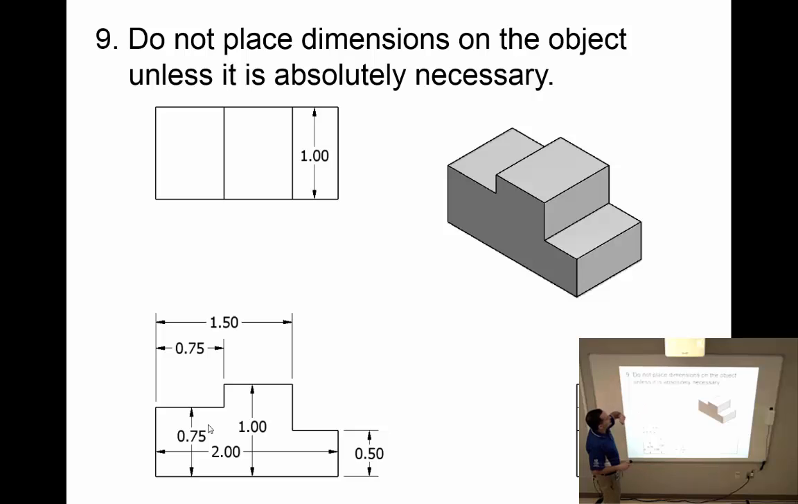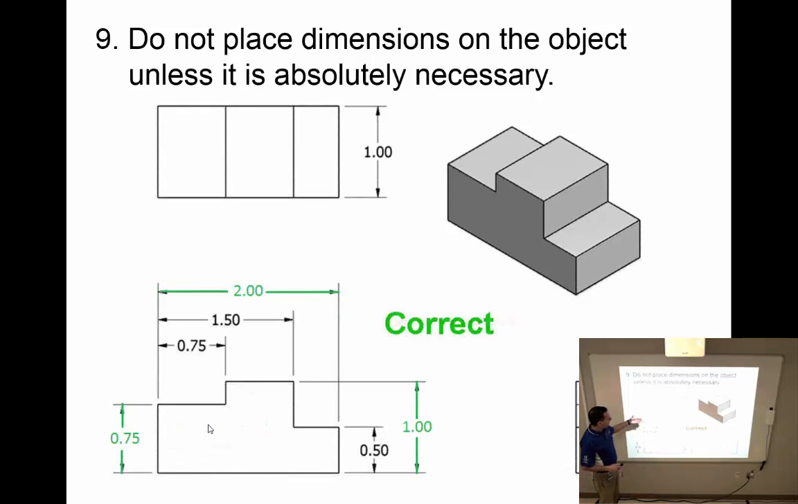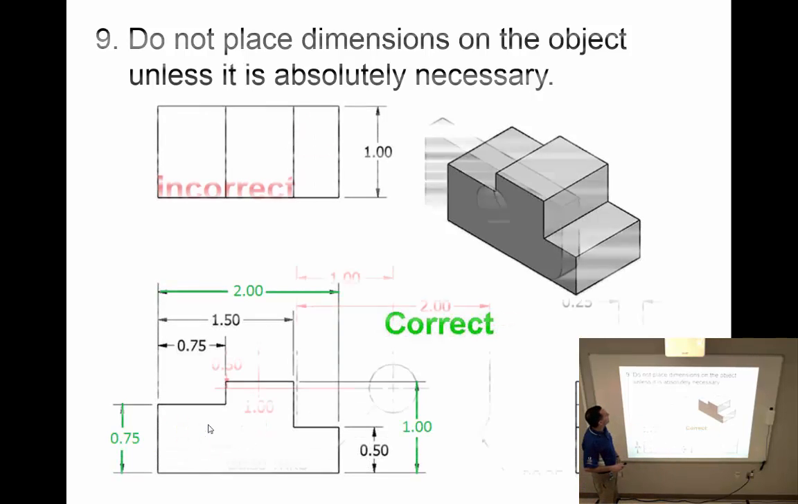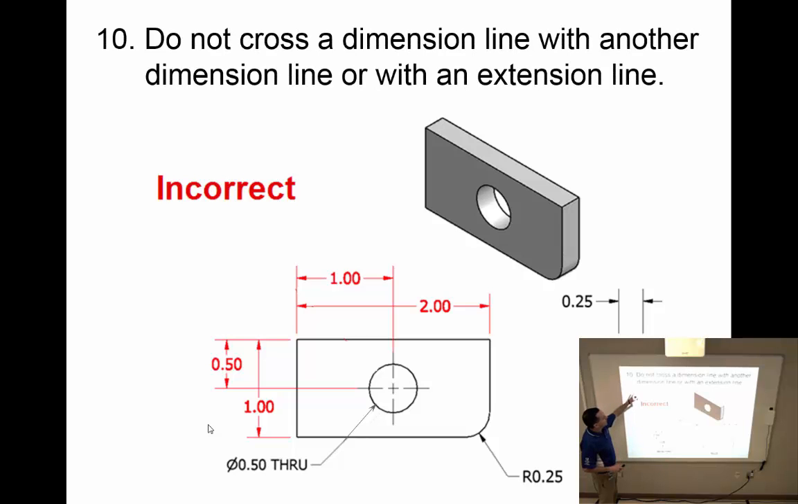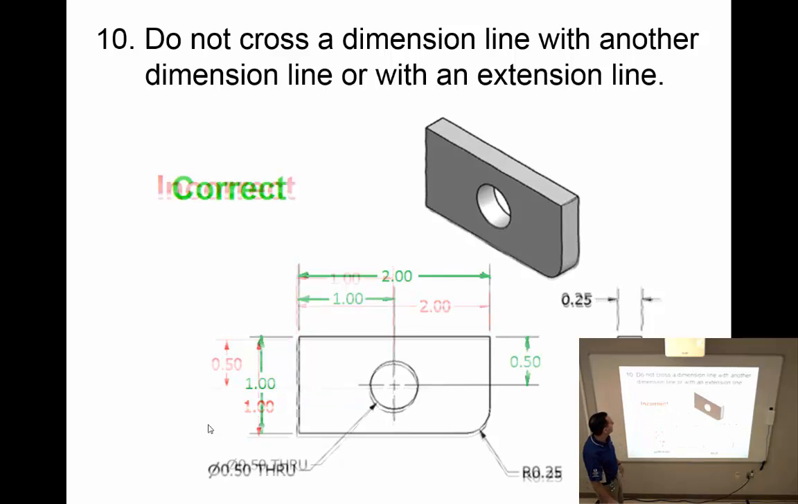Do not place dimension lines on the object unless it's absolutely necessary. So we really want to avoid putting them within the object. We don't want to use the object lines as the extension lines. And so these ones here in red are going to be moved out from the object. Do not cross a dimension line with another dimension line or with an extension. We already looked at this in the first example. It's simple to fix. If I make sure that the larger dimensions are farthest away from the object, then they won't cross through each other.